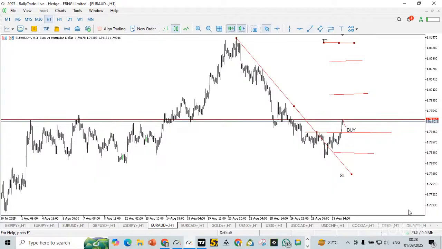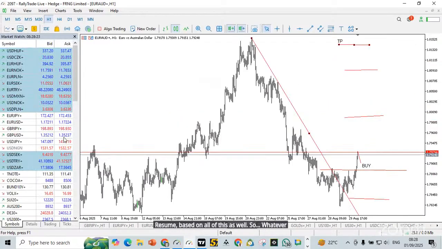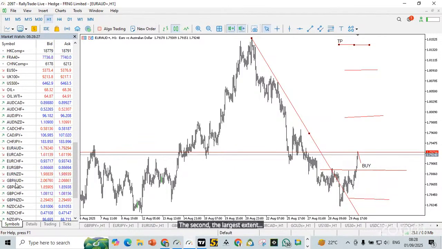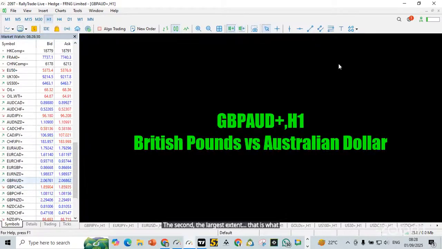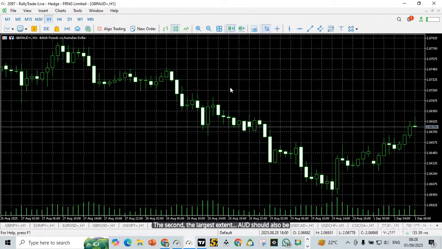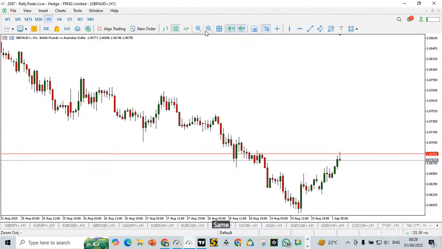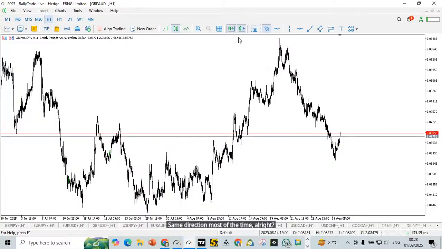But basically, what we're pointing out is that the uptrend of the Euro AUD daily time frame has resumed based on all of these criteria. So whatever this pair, Euro AUD, is doing, we are certain to a large extent that British pound AUD should also be doing the same, since they move in the same direction most of the time. All right. So you see British pound AUD as well.